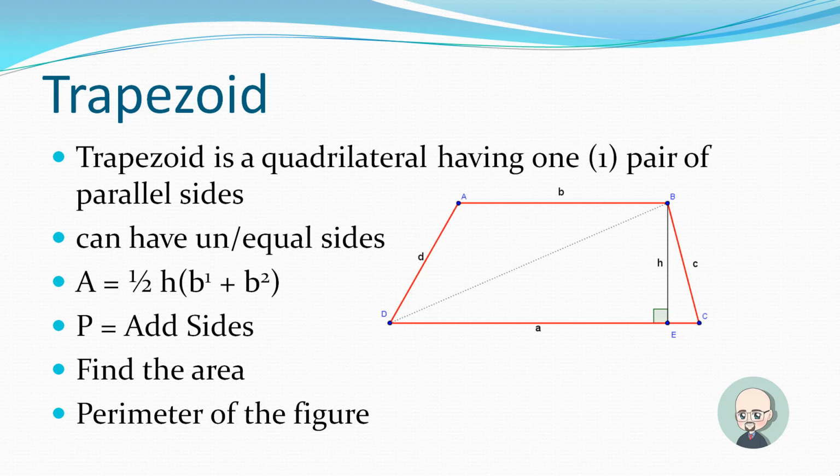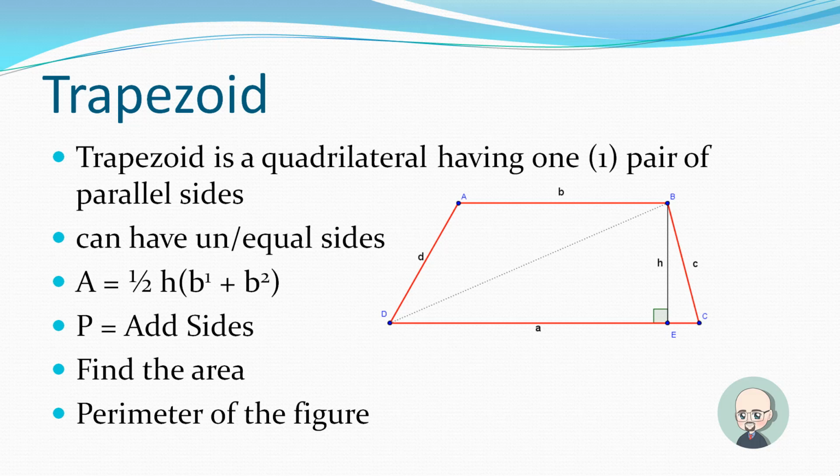Trapezoids can have unequal sides. These sides don't have to be the same length. They frequently aren't. So it's kind of confusing, whereas with parallelograms, you could use some of those relationships to figure out the sides. You really can't so much with trapezoids.